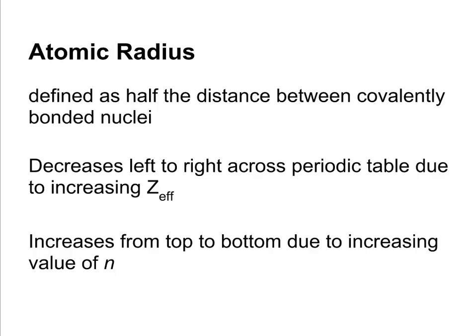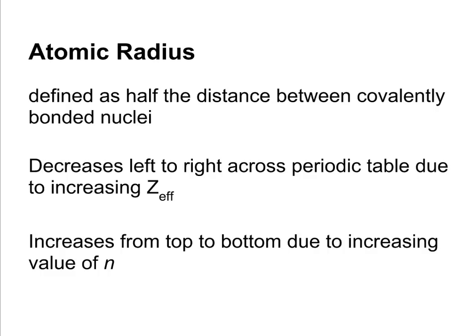We're going to talk about several trends on the periodic table, and the first one is atomic radius. Atomic radius is defined as half the distance between covalently bonded nuclei, or if you just think of the radius of a spherical representation of an atom, that's what it is. The atomic radius decreases as you go left to right across the periodic table due to increasing effective nuclear charge. So as you go left to right, there's more attraction between the nucleus and the valence electrons.